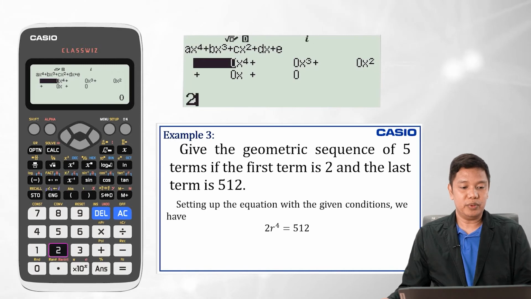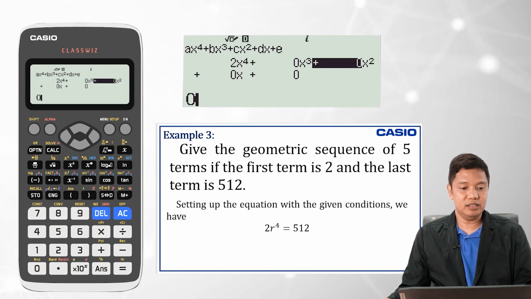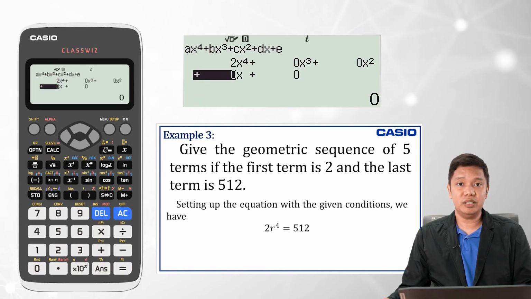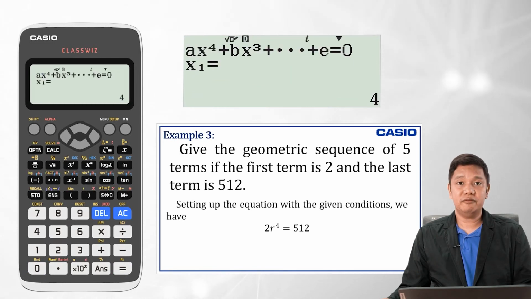thus giving us the leading coefficient equal to 2. So press 2 and then equals. The third degree term is missing, so that is 0 and then equals. At the same time, the second degree is also missing, so that is 0. At the same time, the first degree term is also 0. The constant term is negative 512. Pressing equals, we have the first value of r as 4 and the second value is negative 4. Thus, in this case, there are 2 possible values for the common ratio, which are 4 and negative 4.